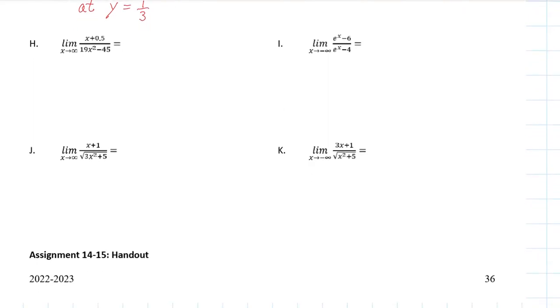Letter H. The limit as x goes to positive infinity of this rational function. So again, I'm going to take out the lead term in the numerator and the denominator here. So I'm looking at this as x over 19x squared. So right away I'm seeing that the numerator is going to grow much slower than the denominator. So if the denominator grows faster, this function here will go to 0. So the limit is 0, which also means the horizontal asymptote is y equals 0.